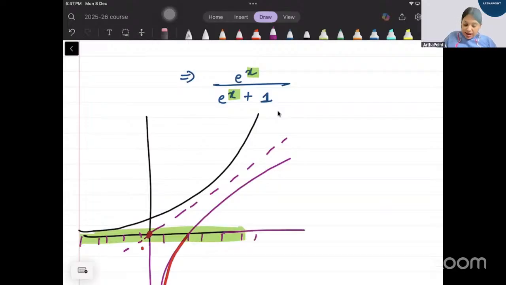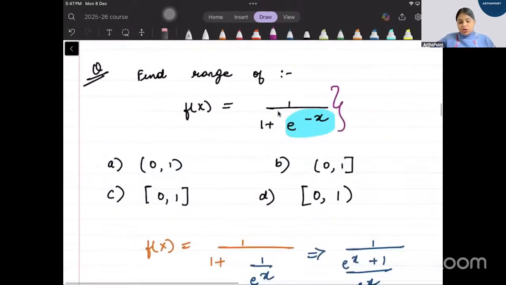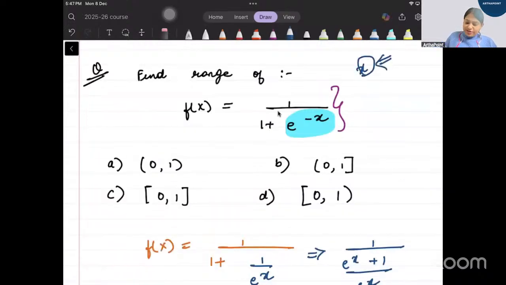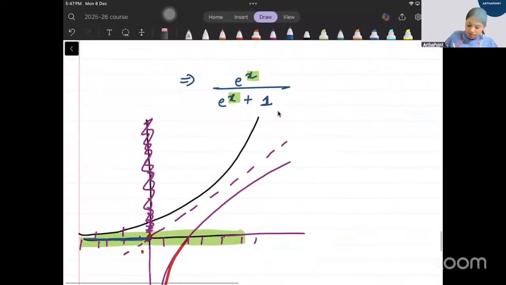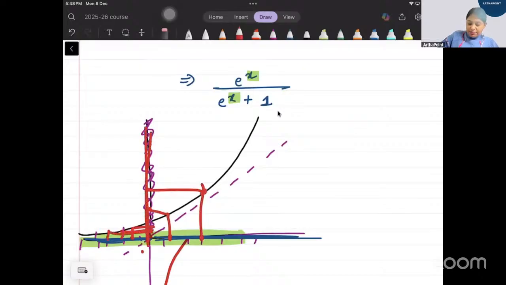Whatever value I take, I will get my y, which will be positive. So if someone asked me, given this function, what is the domain of this function? Domain means what values of x I could have taken. So I could have taken negative values of x also, or positive values of x. But the answer I would have got would always be a positive y. If I take positive x, y will be positive. Negative x, y will still be positive. Right? So y will be positive.